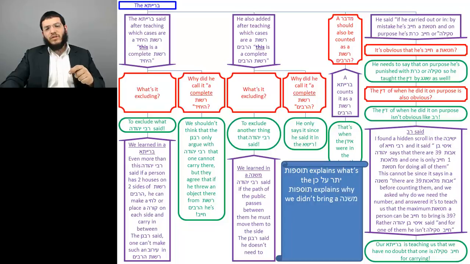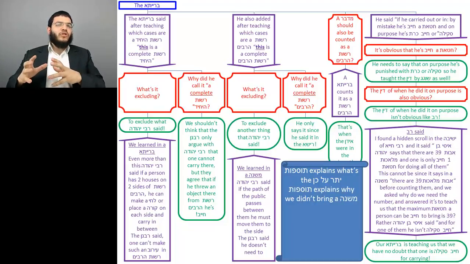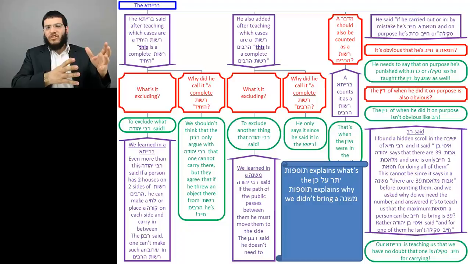The next part of Tosfos explains why we didn't bring a Mishnah. Here we say that we're excluding the teaching of Rabbi Yehuda, where he says 2 walls make a Rosh Hashanah, and we quote the teaching of Rabbi Yehuda from a Brisa. The question is that we have the same teaching, it seems, from Rabbi Yehuda in a Mishnah. If we have a choice between a Brisa and a Mishnah, we should choose a Mishnah.